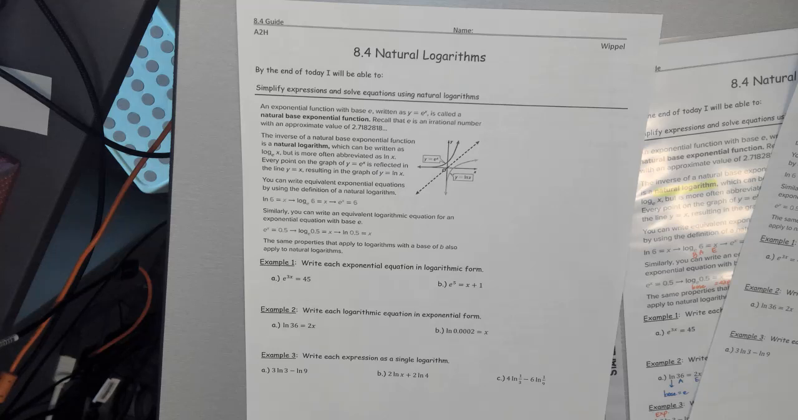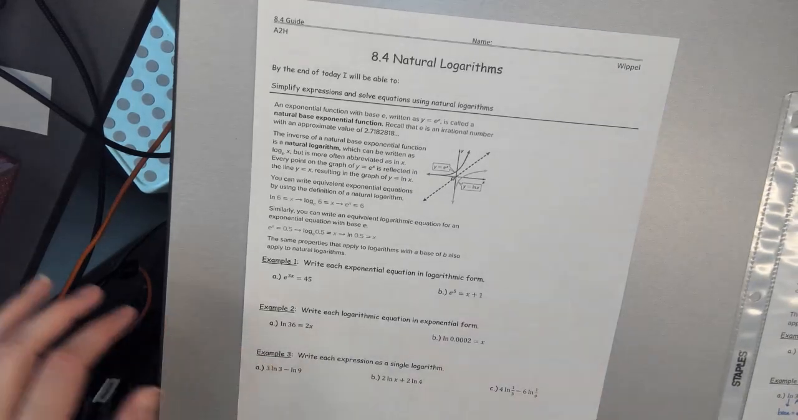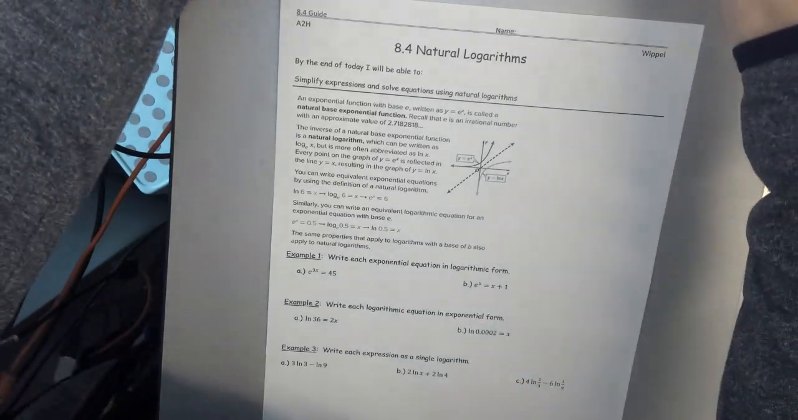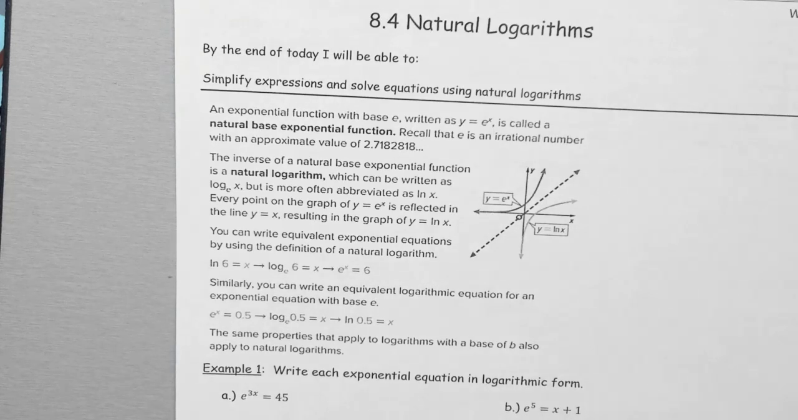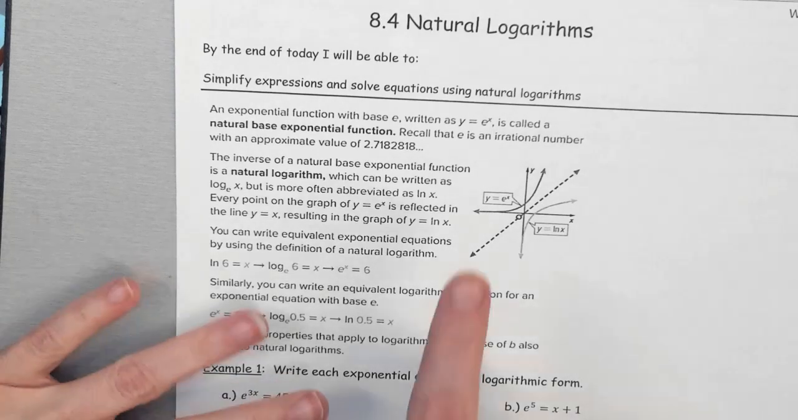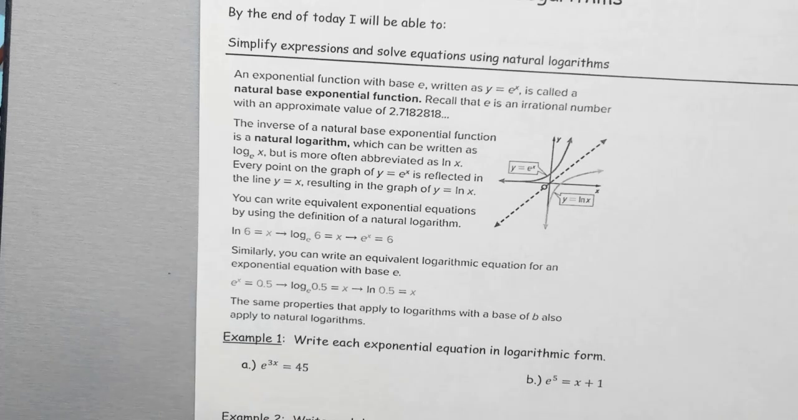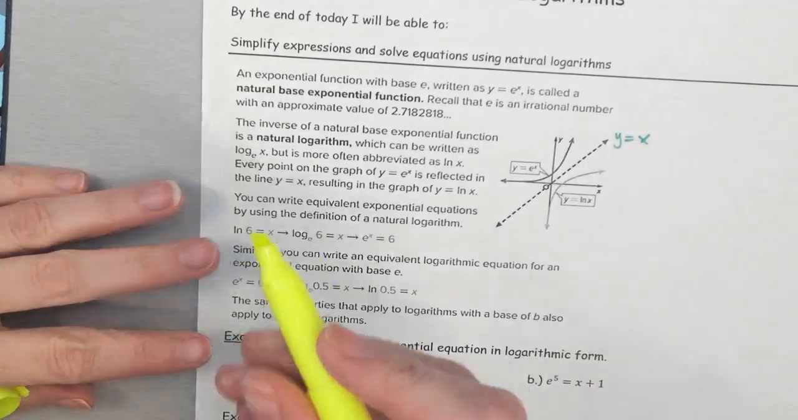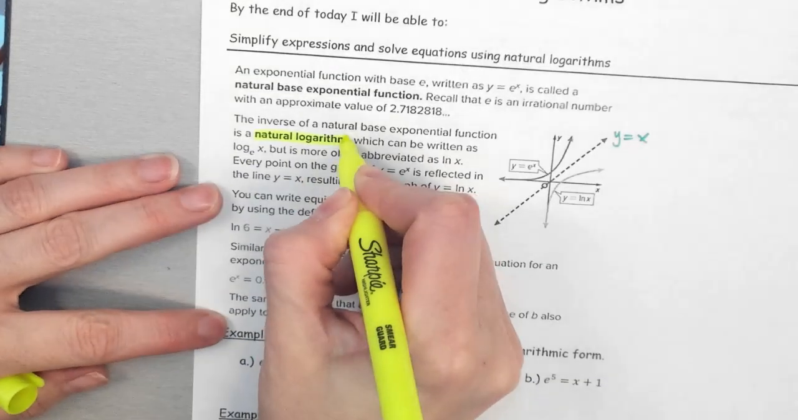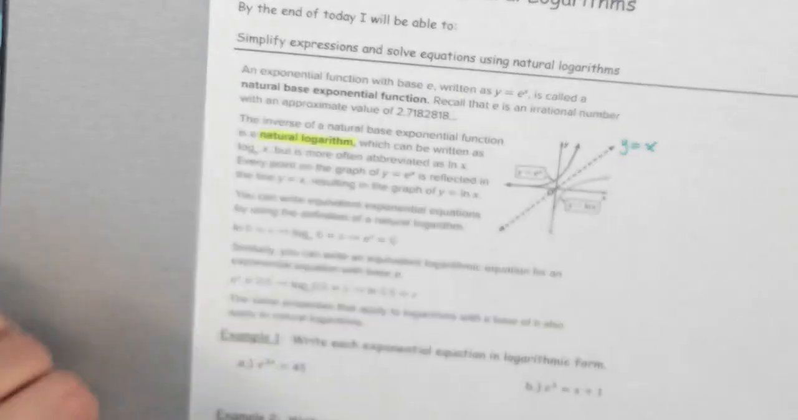So, we remember that e is that irrational number, 2.7182818. And when you're talking about inverses, we know that on the graph, they're going to be reflections over that line, y equals x. So the inverse of the natural base e is a natural logarithm.